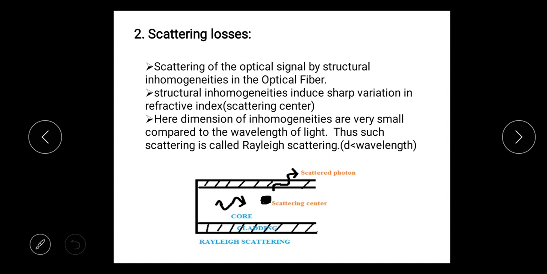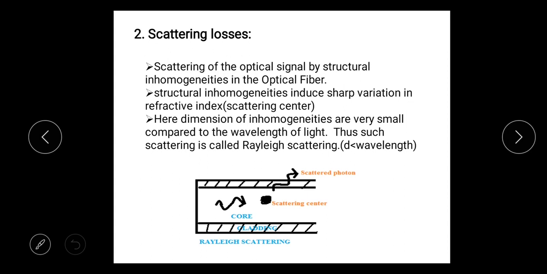So if the dimension of the scattering center is less than the wavelength of light, then that scattering center scatters the photon. That photon will come out of the optical fiber. Such scattering is called Rayleigh scattering. So Rayleigh scattering plays an important role in attenuation.